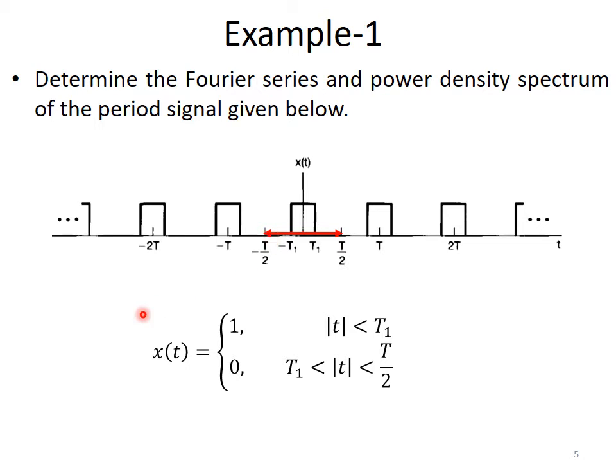The mathematical representation of the signal is given in this equation. The signal is equal to 1 as long as t is between -t1 and t1, and it is equal to 0 elsewhere. Right? So we are considering only one period, not the entire time, the one which is highlighted by this red arrow, and the representation of the signal over one period is given by this equation.